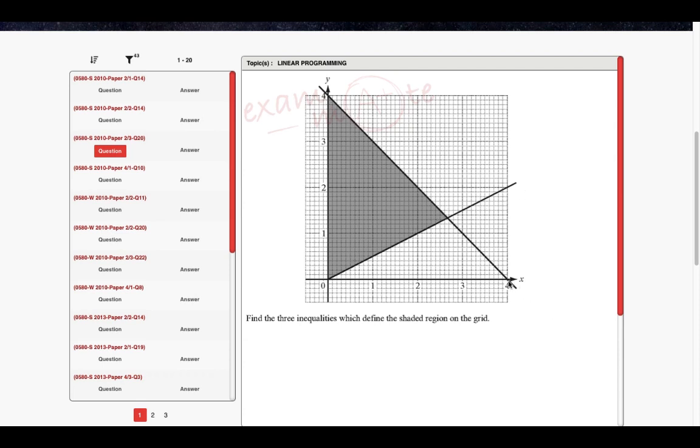This one, when a line is sloping like this, it passes through the same number. Here is 4, here is 4. Just say x plus y is less than or equal to 4. Why did I say less than or equal to 4? Because the shade is below the line. If the shade were above the line, I would say greater than or equal to 4. So I will say x plus y is less than or equal to 4 for this one.